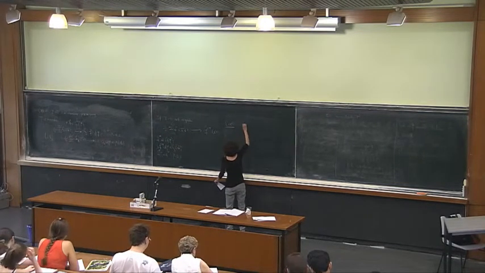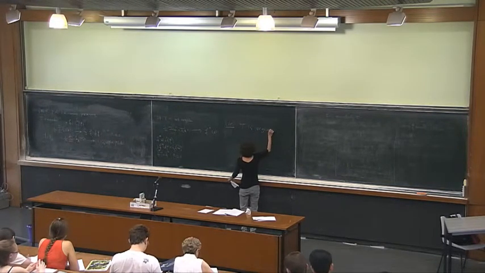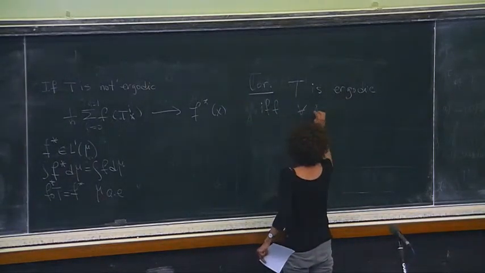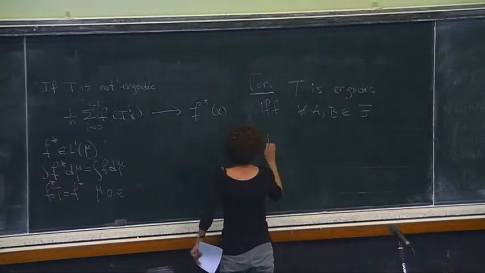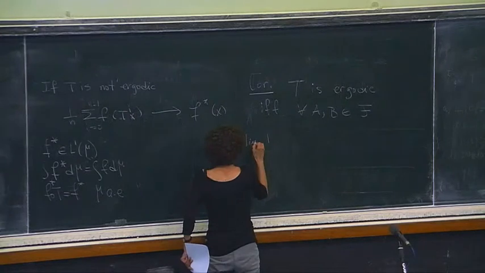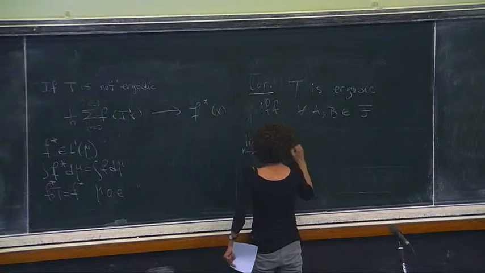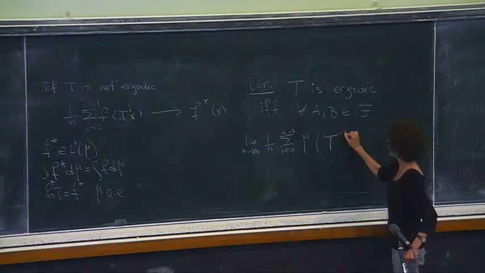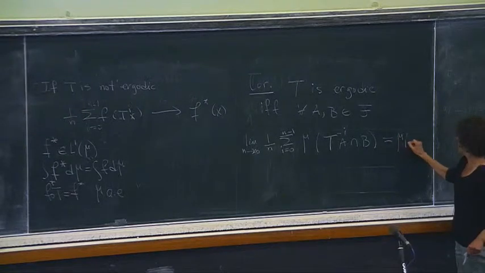which says that T is ergodic if and only if for any two measurable sets A and B, it's not really independence, but asymptotic average independence, if you like, that the limit as n goes to infinity of 1 over n, the sum from 0 to n minus 1, of the measure of T^{-i} A intersection B, is equal to the product of the measures.